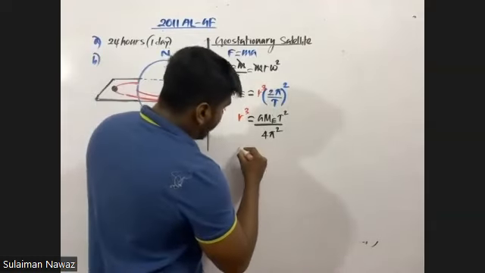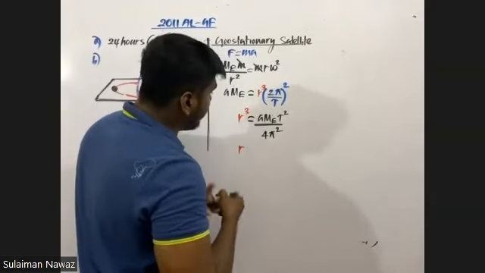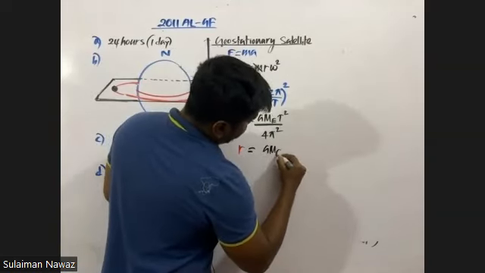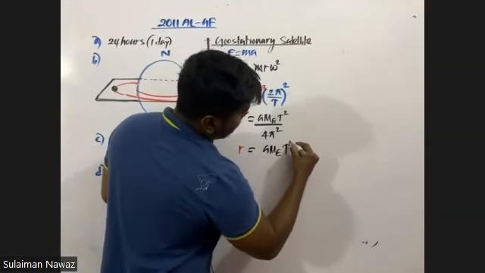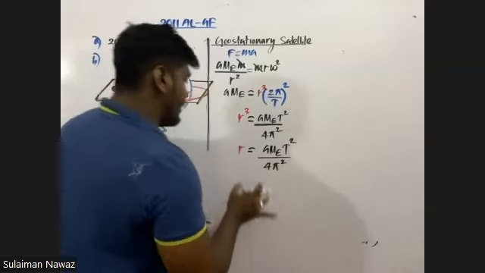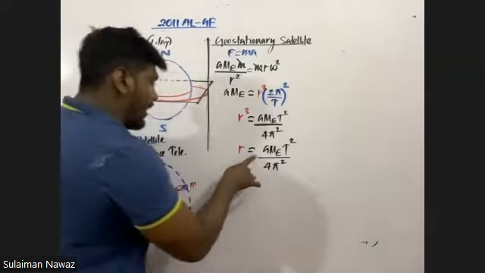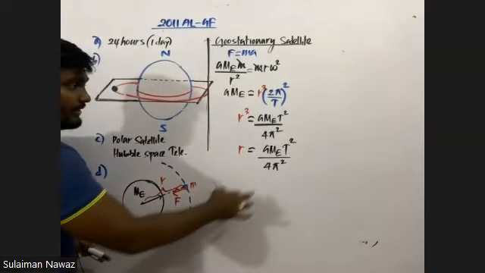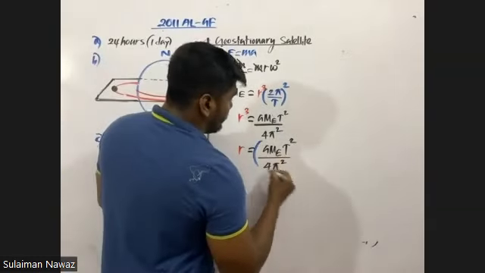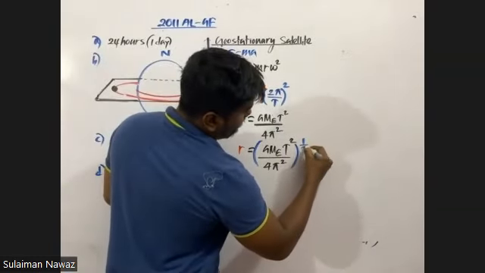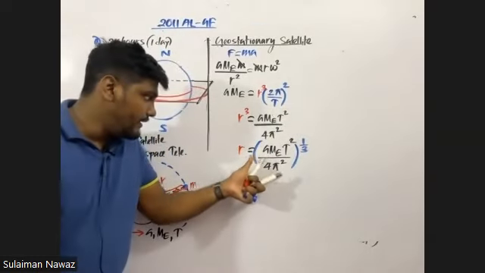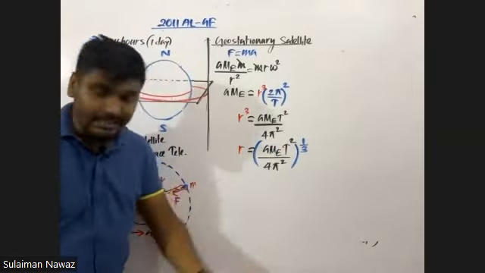When you make small r the subject, r will be G capital M E capital T squared over 4 pi squared, all to the power of 1 over 3. Now we have obtained an expression for small r in terms of G capital M E and T.